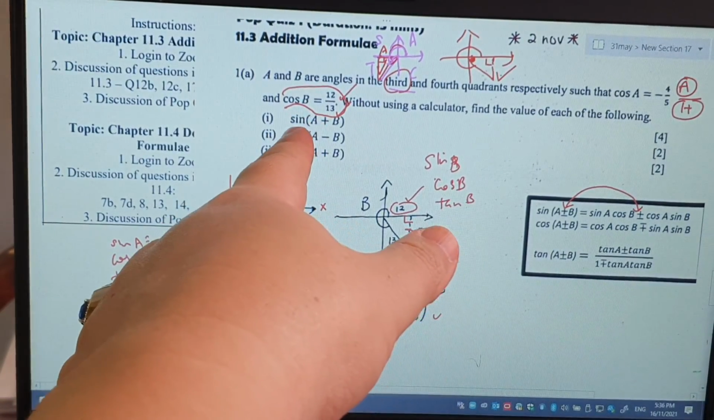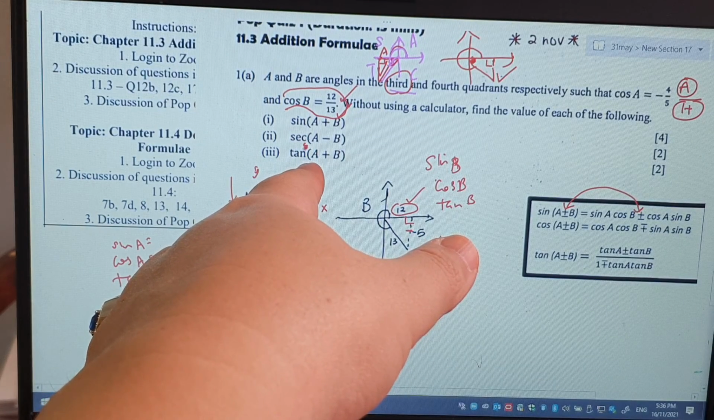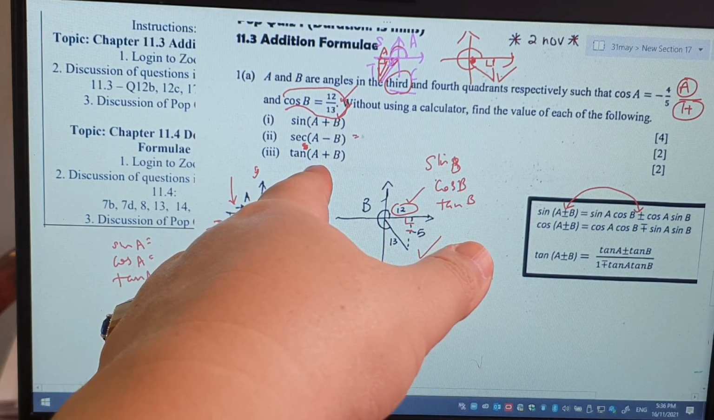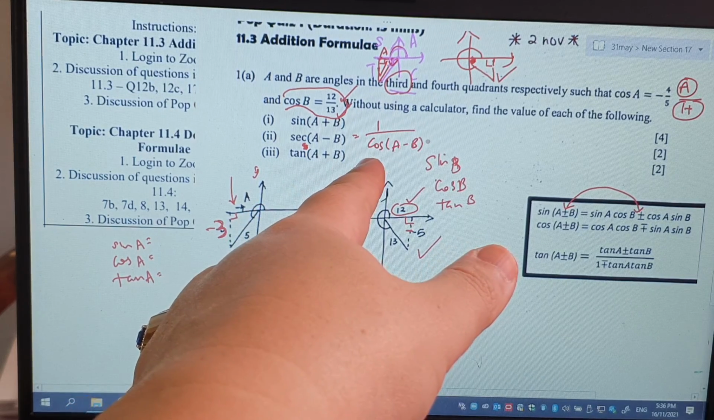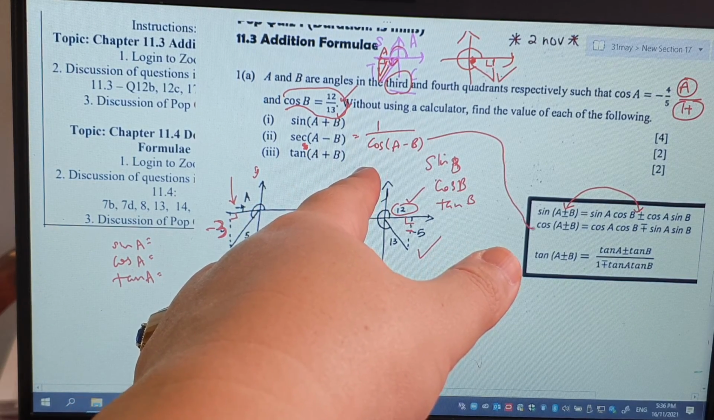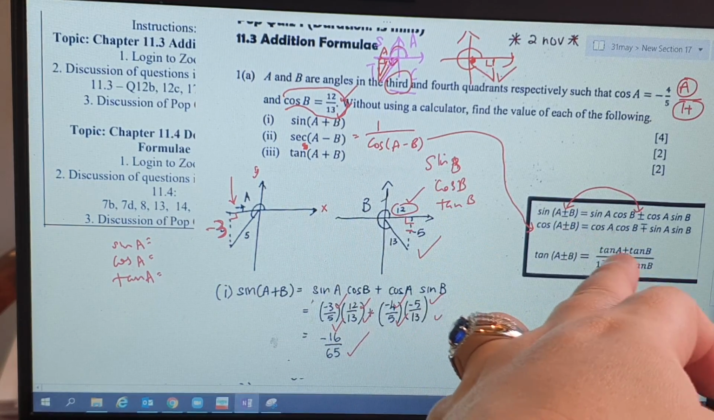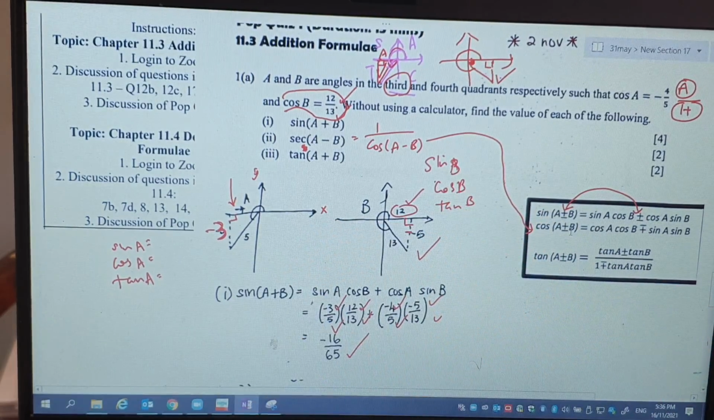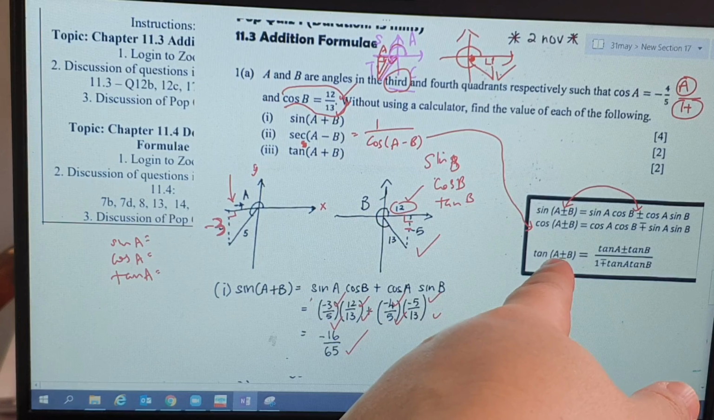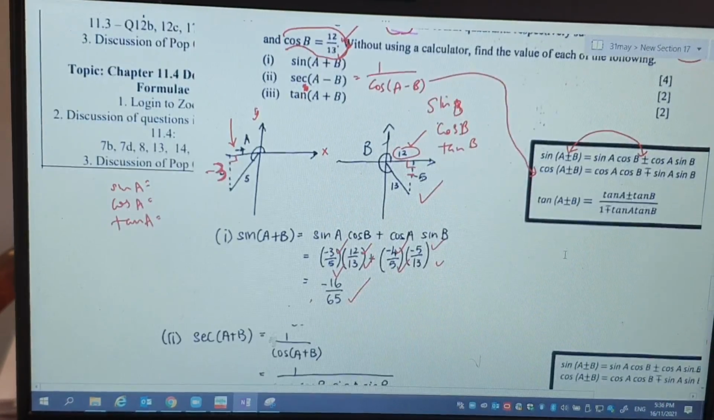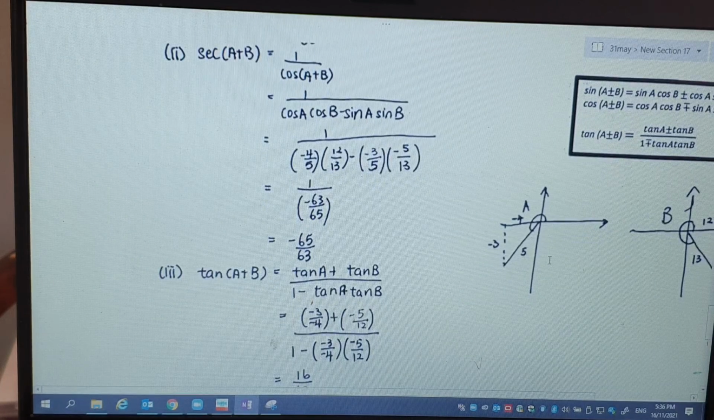Now we're going to do secant. Do you remember secant is 1 over cos. Then again we can use the addition formula here. Minus, then you must change it to plus. Cosine must change sign, right? Then later, I show you the question first. Tangent, right? Then you use tangent. Very simple. I think you should be able to do it on your own.